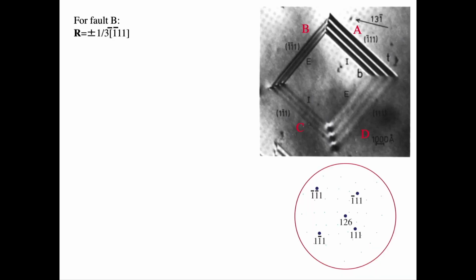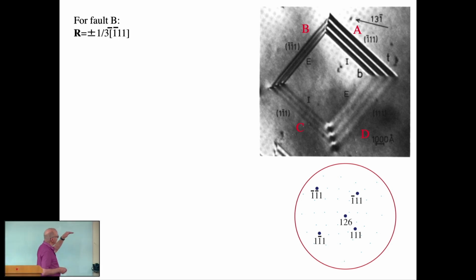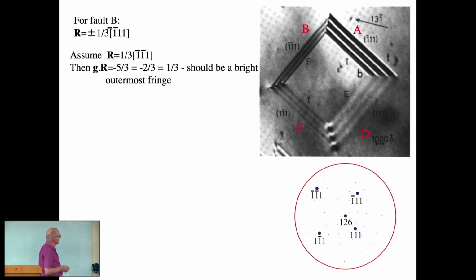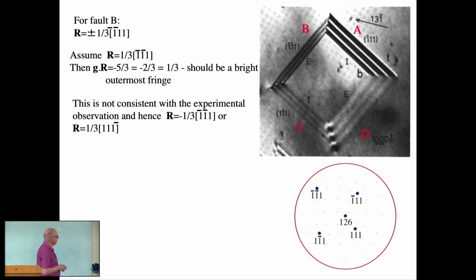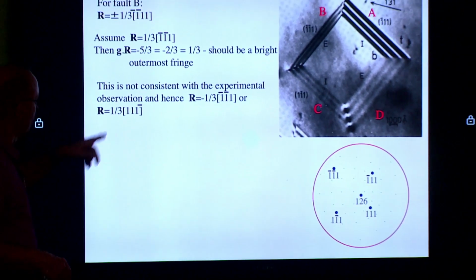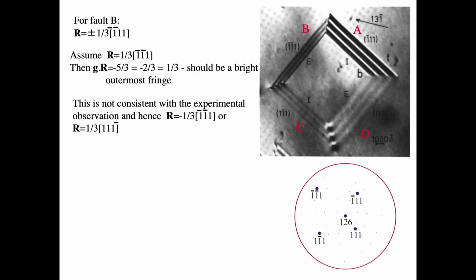Okay, so for fault B, you can see my bars have moved over, so it's 1/3 [1, -1, -1] for that orientation. So we assume it's a 1/3 [-1, -1, 1]. So G dot R then is minus 5/3, which is the same as minus 2/3, which is the same as a third. So that should be a bright outermost fringe. And we say this is not consistent with the experimental image, because it's a dark outermost fringe, and hence that, in actual fact, should be the vector.